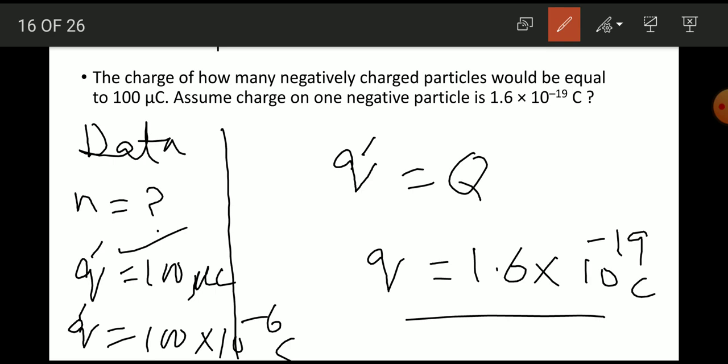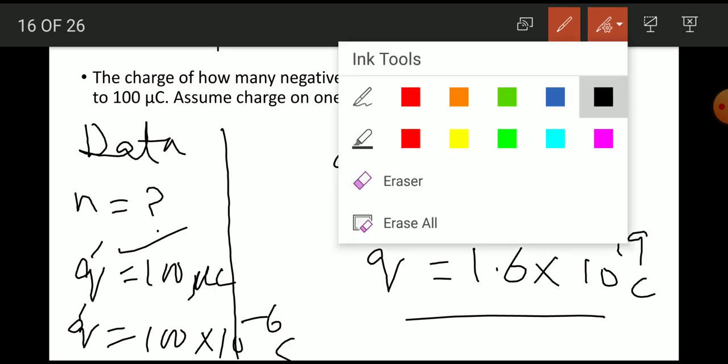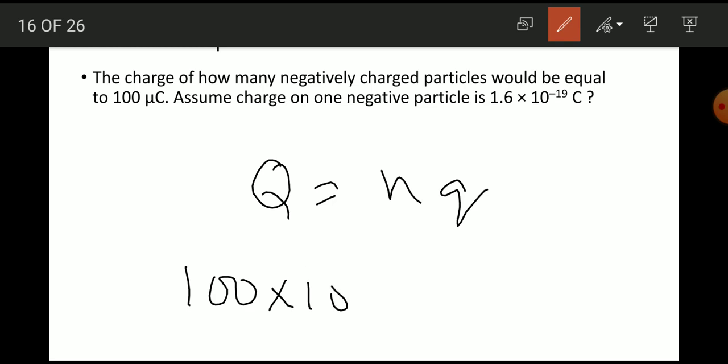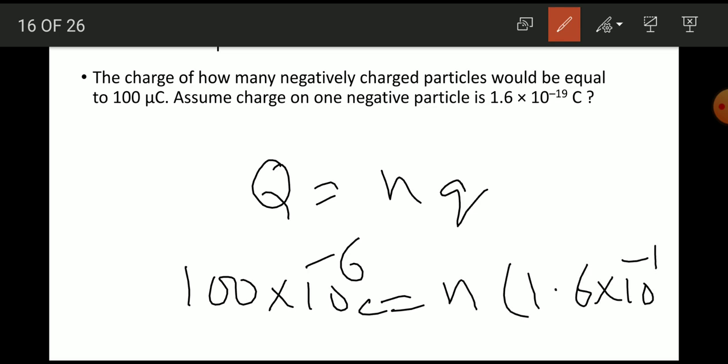So you wrote the data. I will write the formula for you. Q is equal to NQ prime. So 100 × 10^-6 coulomb is equal to N, question mark, times 1.6 × 10^-19. Simplify, and you will get the answer for N.